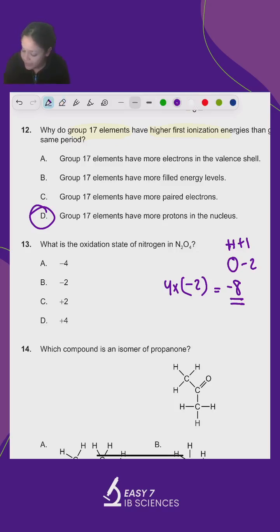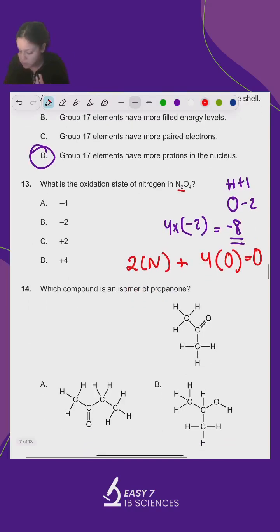So I like to write it out in a little formula. I like to say 2 times nitrogen, because there's 2 nitrogens, plus 4 times my oxygens are going to be neutral. So it's going to equal 0, because that's the overall charge. Someone said the answer is D. And we know that 2 times nitrogen, which we don't know yet, because we're trying to find that state, plus 4 times -2 is equal to 0.